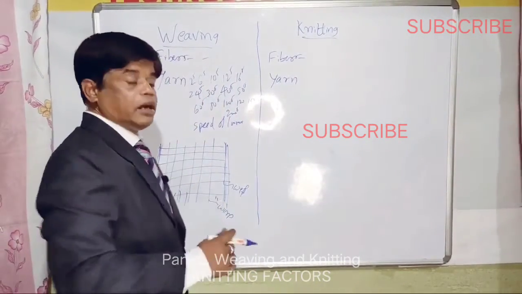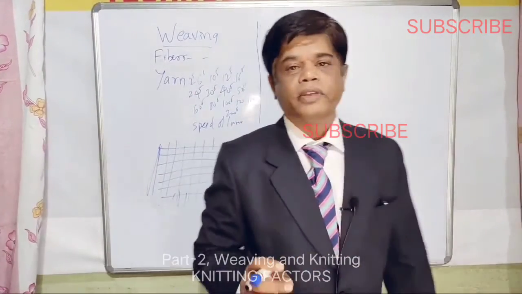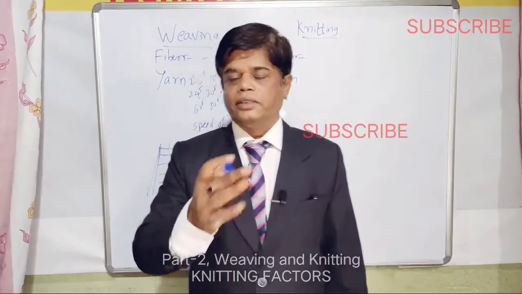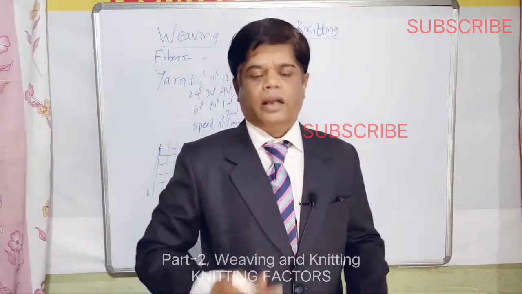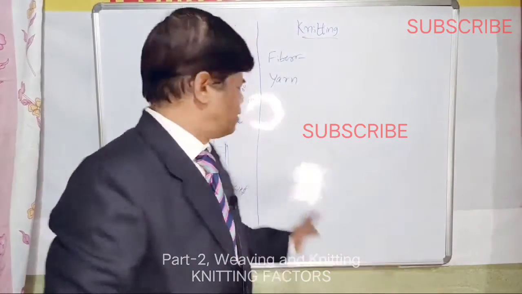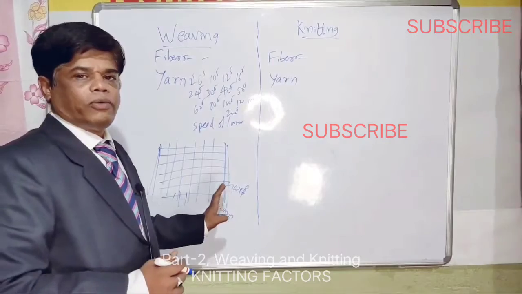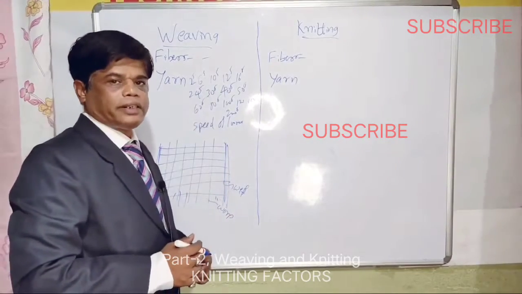That is ends per inch or picks per inch. That is density will be there, depending upon the end requirements. That is not required. Thousands of warp yarns are there. Thousands of picks are there.